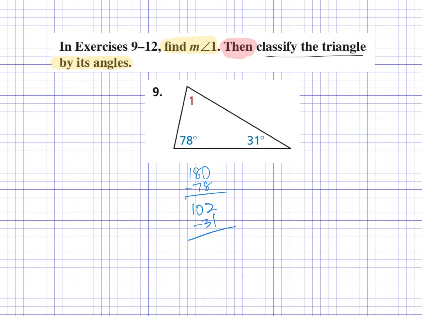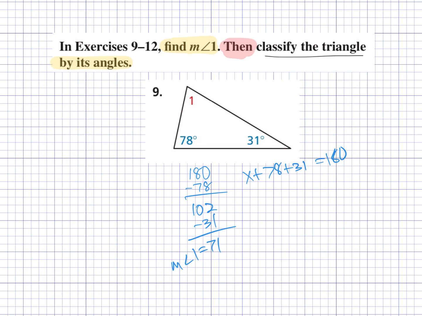Subtract 31. Or you could have said 78 plus 31 plus angle 1 equals 180. You could have done it like that. Okay, 102 minus 31 is 71. So the measure of angle 1 is 71 degrees.